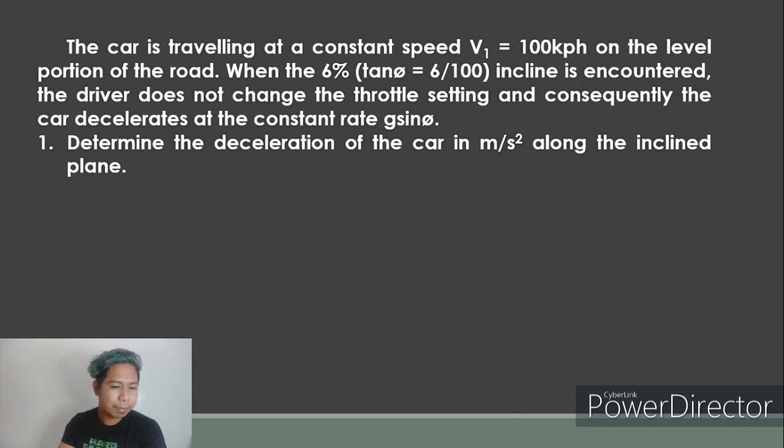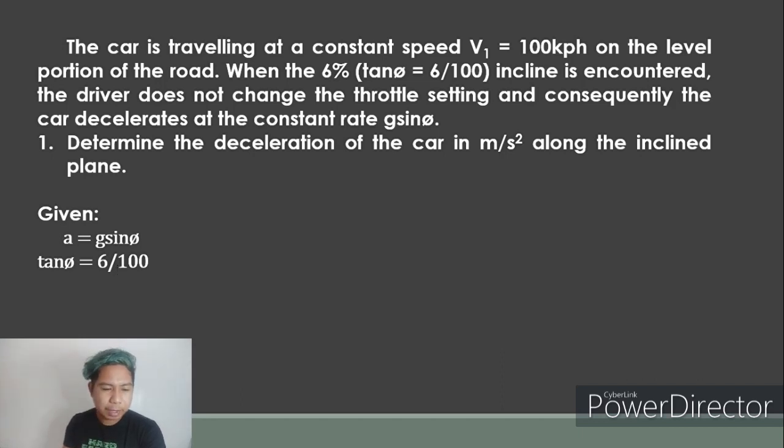So, given, deceleration of the car is equals to g sine theta, which is given in the problem. Decelerates at a constant rate g sine theta. Then next, angle of the road. So sabi niya, tan theta is equals to 6 over 100.